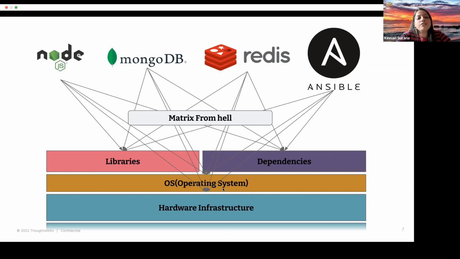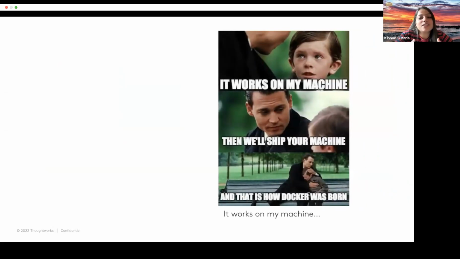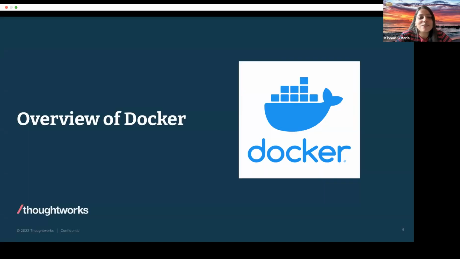All of this made our life in developing, building, and shipping the application really, really difficult. I needed something that could help us with the compatibility issue, and something that would allow us to modify or change these components without affecting other components, and even modify the underlying operating system as required. Every time, you must have come across this, right? It works on my computer, but we cannot ship your computer to the client. It works on my machine, but it's not working on others' machines. So let's ship your machine. That is how Docker was born. So let's start with an overview of Docker.